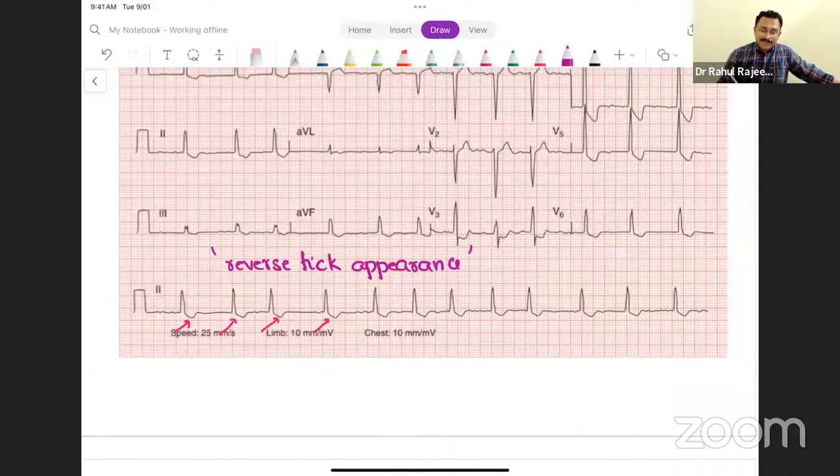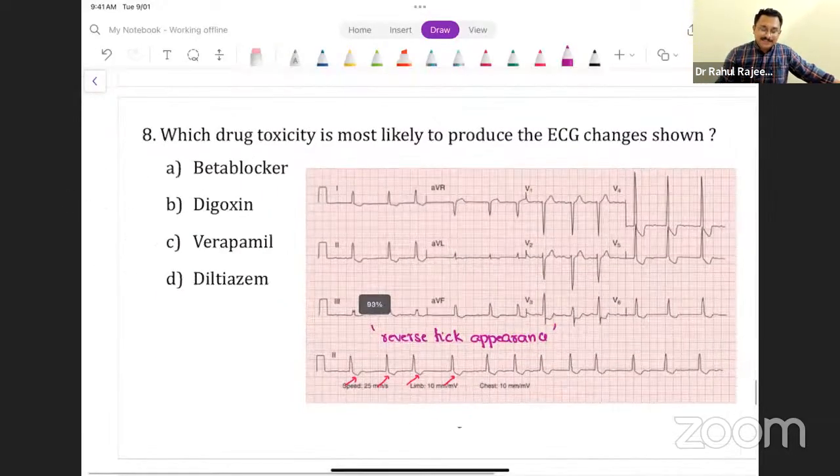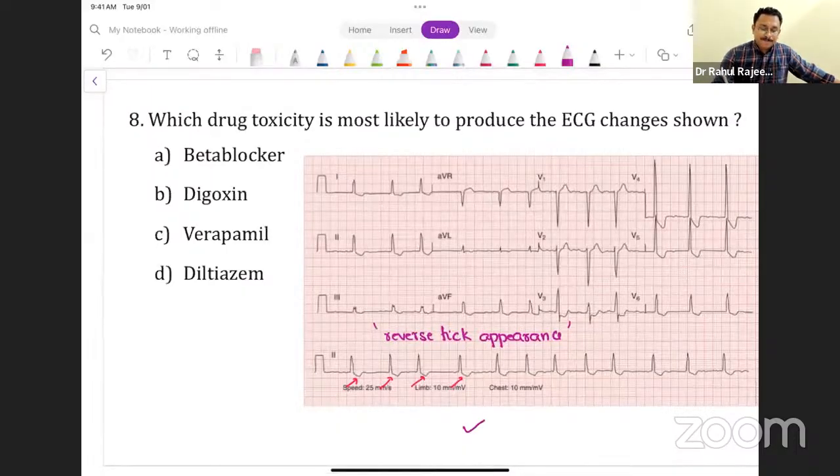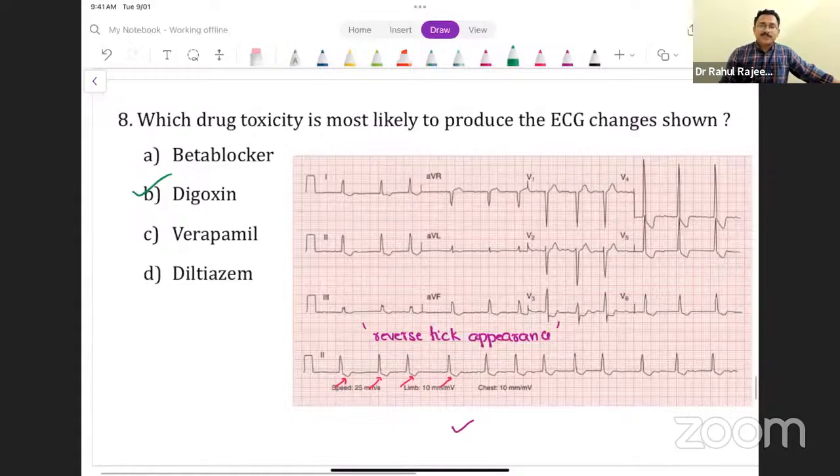So this is how a normal tick would look like, and this would be a reverse tick appearance. That is what you're seeing here. And this is suggestive of what? Digoxin. So you know that when there is a digoxin toxicity, this is likely to produce a reverse tick appearance in the ECG. The arrhythmias for which digoxin is used, the arrhythmias that digoxin can cause, these are all important points, and these are all factual MCQs that can be asked as well.